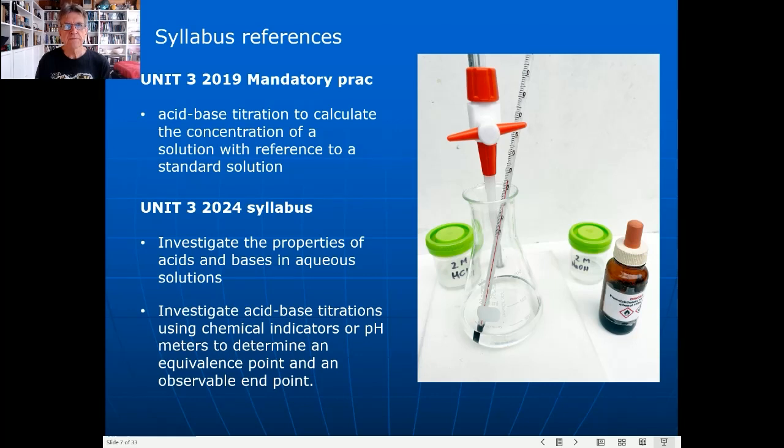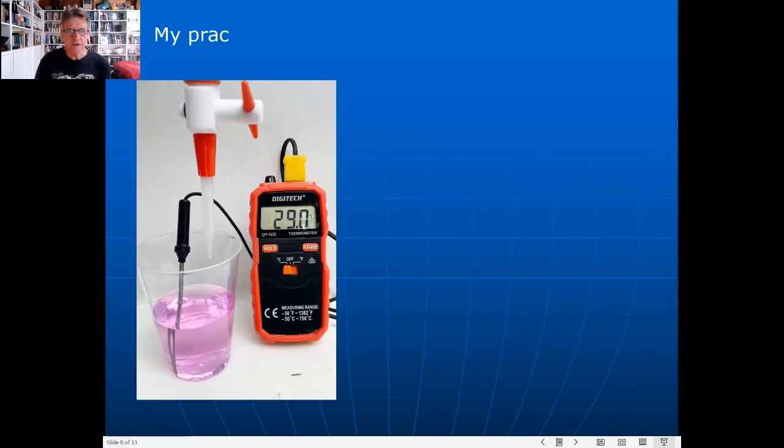You could manage. Okay, so for the prac, I made a couple of changes. Instead of using a glass analog thermometer, I used a digital thermometer, and you can see I've got my temperature probe in the liquid. Now I've just shown it there at the end point. I used phenolphthalein as well, just to compare, and my burette.